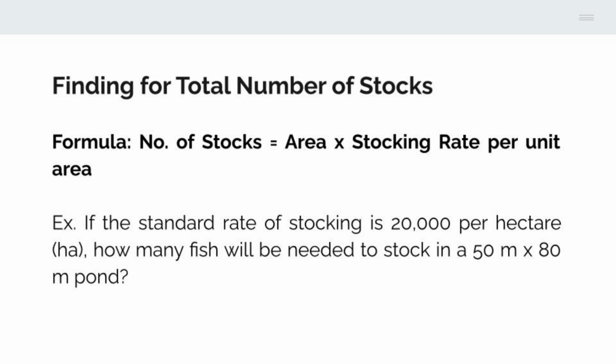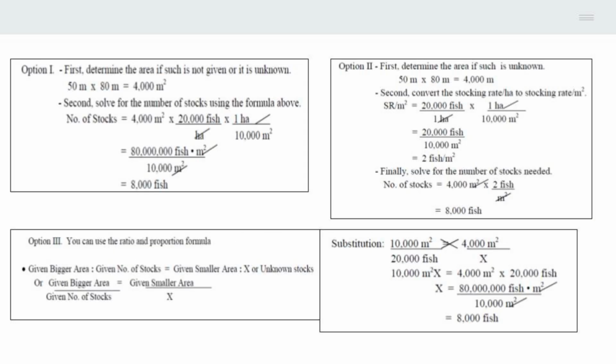We will go through three different ways to compute the total number of fish needed. Option 1: direct calculation using hectare conversion. First, determine the area of the pond. So 50 times 80 equals 4,000 square meters. Next, apply the formula. Number of stocks equals 4,000 square meters times 20,000 fish times 1 over 10,000 square meters, which equals 8,000 fish. So, based on the first method, we need to stock 8,000 fish in this pond.